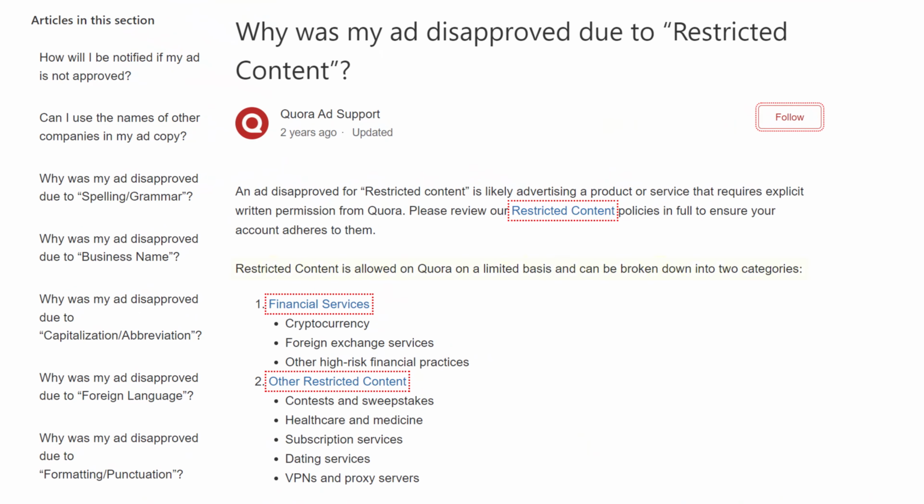Also, there are other topics that don't fall into the problematic topics category but need to be handled carefully. For example, alcohol, dating services, subscription services, VPNs and proxy servers, healthcare and medicine, contests and sweepstakes, among others. So if you want to engage in those topics, you need to be extra careful with the wording you use and the content you share.